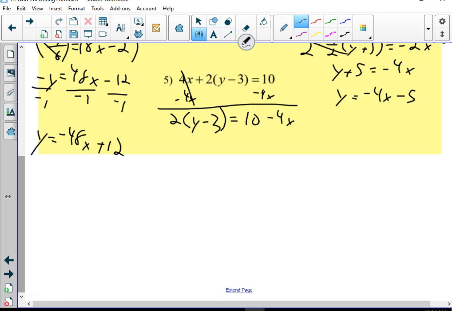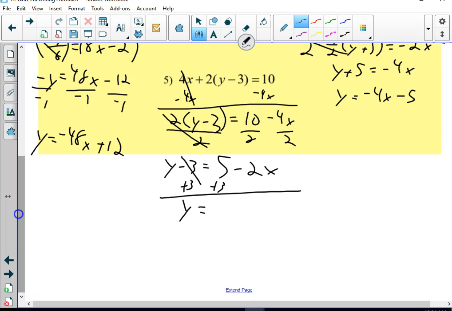Since these are both even, we can divide by 2. If they weren't both even, we have to distribute the 2 and then deal with it later. But we can do this. So y minus 3 equals 5. Negative 4 divided by 2 is negative 2x. Last step. Add 3. So y is equal to 8 minus 2x. And again, if you wrote negative 2x plus 8, that would be perfectly acceptable.